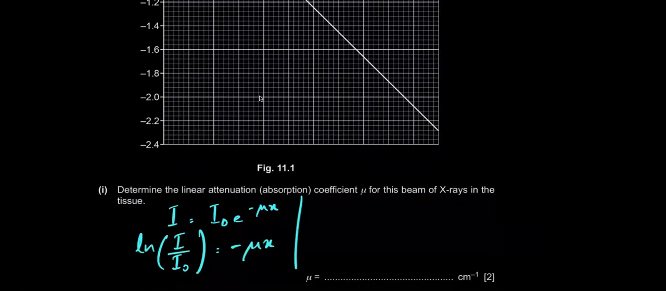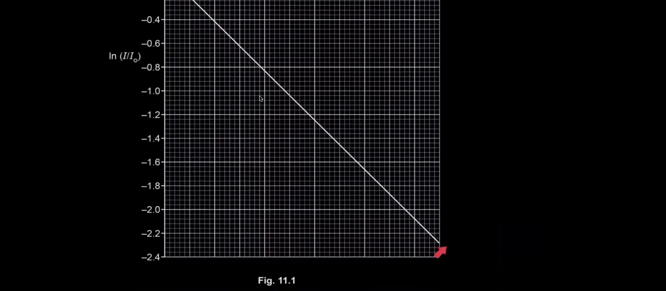So if I now know this, I just need to select a point on the line and work with that. That point I can simply get as this, the extreme point. On the y-axis, this is a difference of 0.2 spread over 5 boxes. So each box is how much?